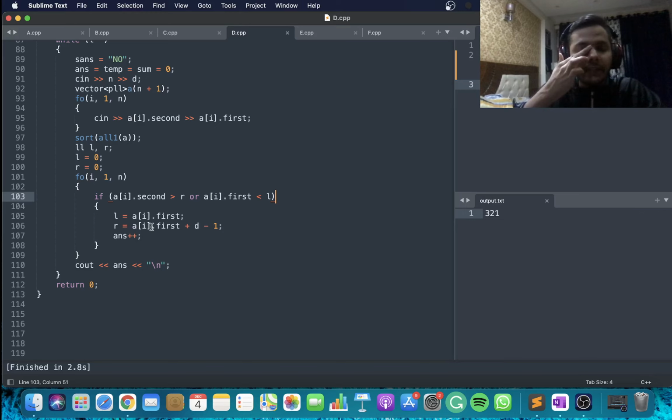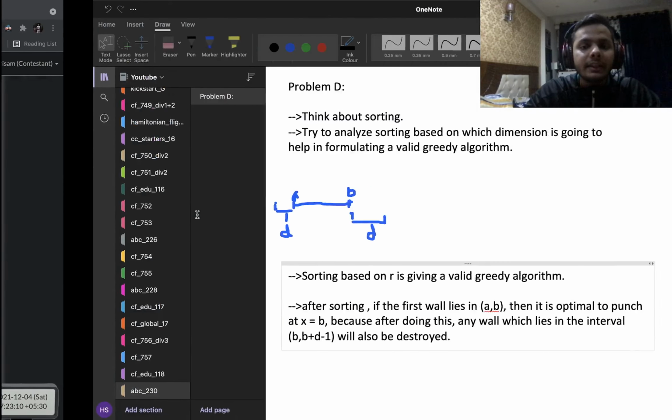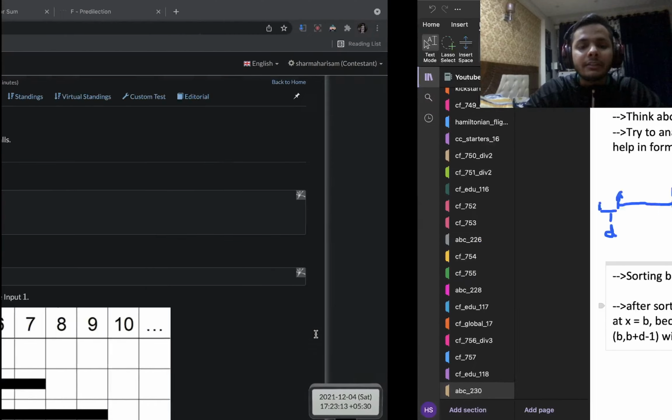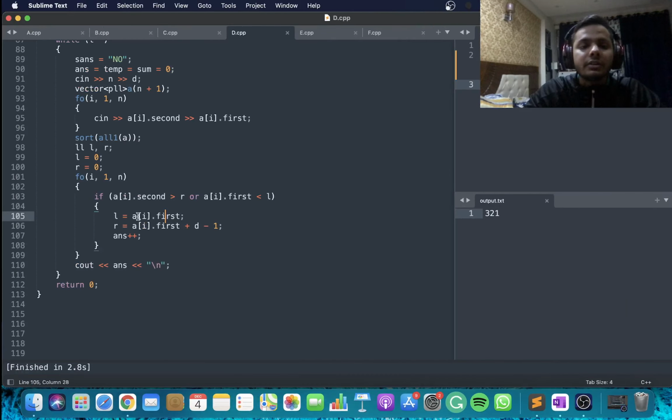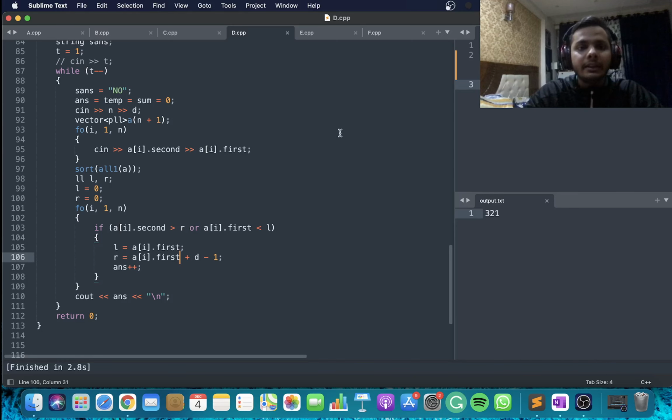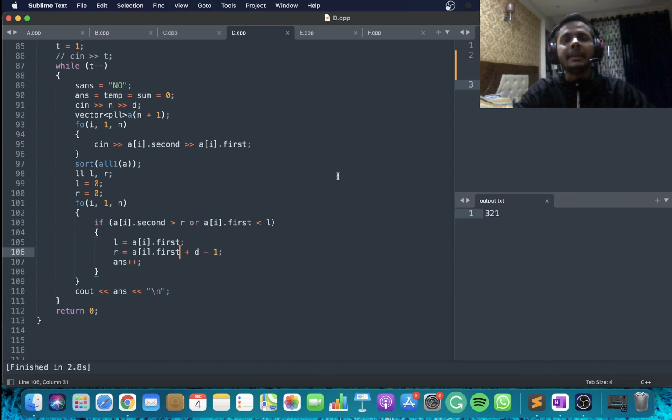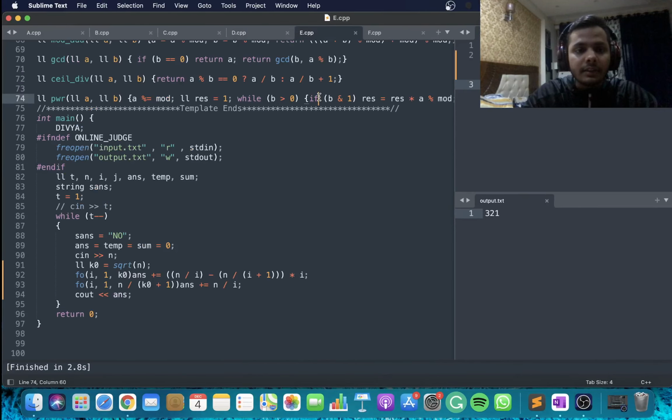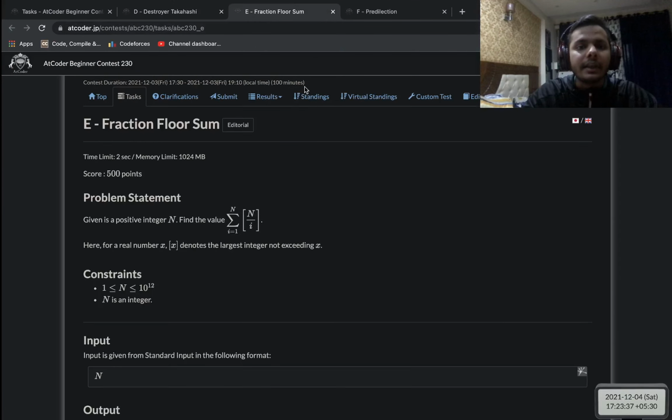Once I destroy that, my interval becomes the ending of my current wall to the ending of my current wall plus d minus 1. As you can see here, the interval becomes b to b plus d minus 1, and b is nothing but ai dot first. So my new interval becomes ai dot first to ai dot first plus d minus 1. And in this way, in O of n log n, we have successfully solved the problem based on this greedy algorithm. I hope you were able to understand what exactly is happening here. So this completes the solution to problem D. Moving on, let's now talk about problem E, another interesting and simple problem.